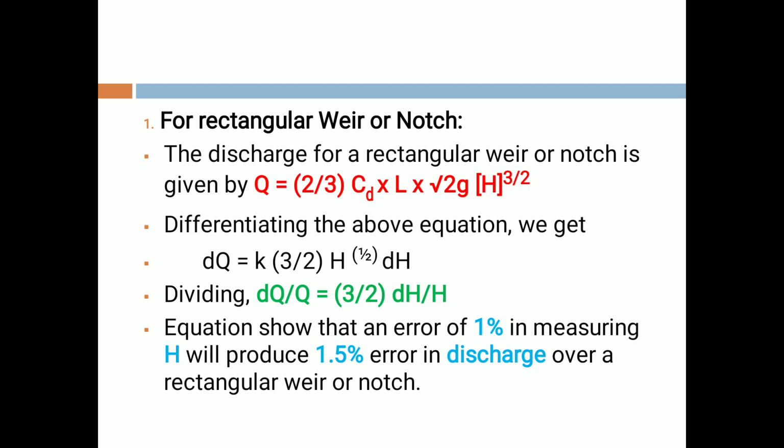Number 1 is for the rectangular weir or notch, and number 2 is for the triangular weir or notch. For the rectangular weir or notch, the discharge is given by the equation Q is equal to 2/3 CD L under root 2g H to the power 3/2, which is equal to K H to the power 3/2, where K is 2/3 into L into CD into under root 2g. This is the value of K.